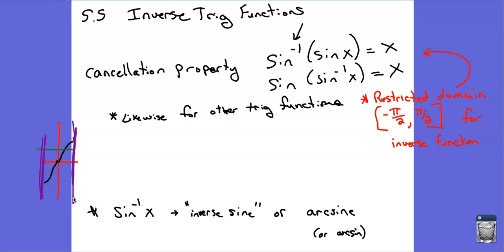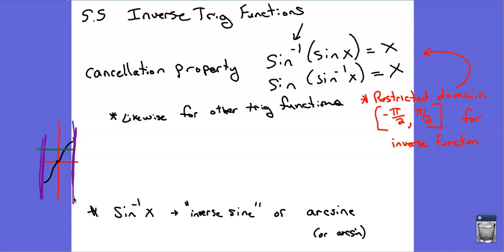So again, cosine has a different restricted domain. You've got to look at where it starts to repeat itself. And so the same thing with the tangent, cosecant, cotangent. With all of the trig functions, you've got to look at the restricted domain.